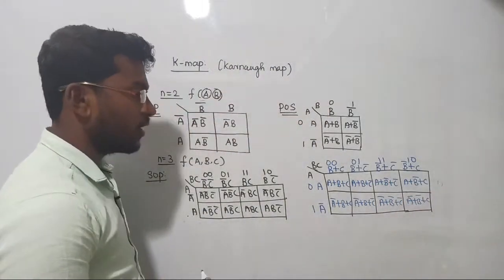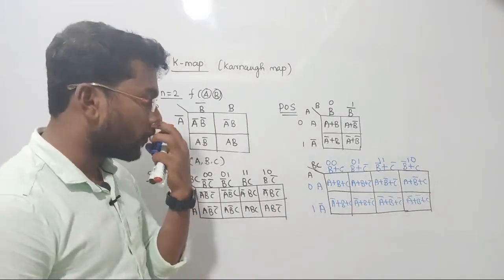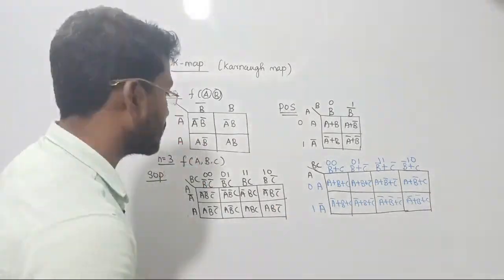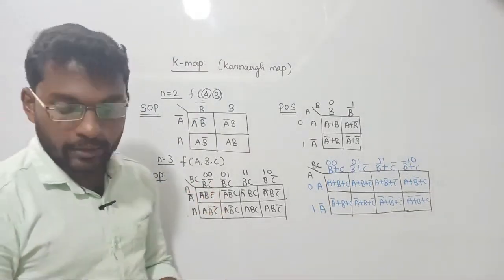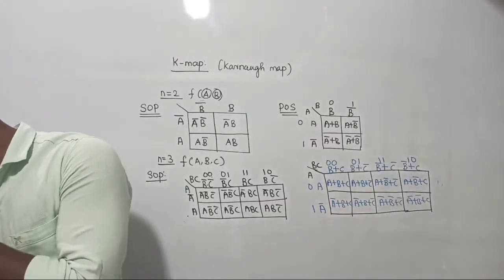That is how we are writing the product of sum. Clear? So that is called max term. This is called min term form. I hope things are very clear to you all. In the same way, we can also write 4 variable K map.